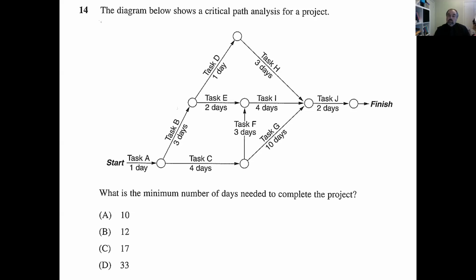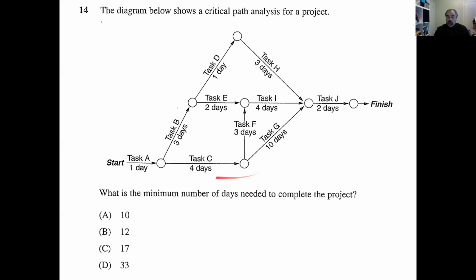So when students hear minimum, they automatically start looking for the least number of days, but in actual fact, it's the most number of days, okay? So the definition is the least or the minimum days to complete all tasks, but the actual calculation means that we're looking at the maximum number of days.